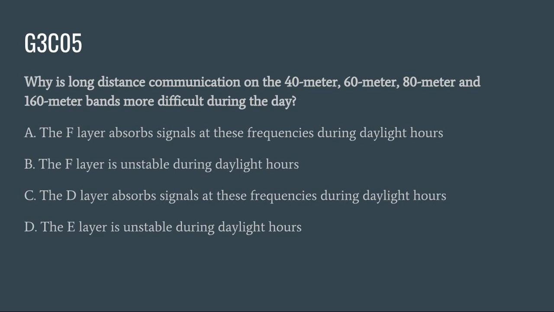G3C05, why is long-distance communication on the 40-meter, 60-meter, 80-meter, and 160-meter bands more difficult during the day? A, the F layer absorbs signals at these frequencies during daylight hours. B, the F layer is unstable during daylight hours. C, the D layer absorbs signals at these frequencies during the daylight hours. Or D, the D layer is unstable during daylight hours. Correct answer is C, the D layer absorbs signals at these frequencies during daylight hours.